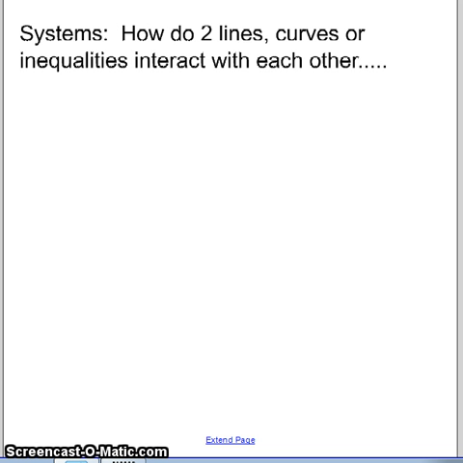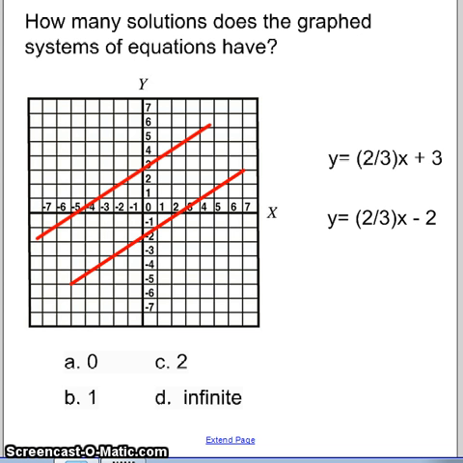All right, systems. If you have 2 lines or curves or inequalities that interact with each other, then that is called a system. A system of equations is the one that we work with most of the time. Right here, I have 2 different lines graphed on the same coordinate system. And whenever you have a system of equations, what you're looking for is the point at which those two lines intersect. So now our question is, how many solutions does the graphed system of equations have?